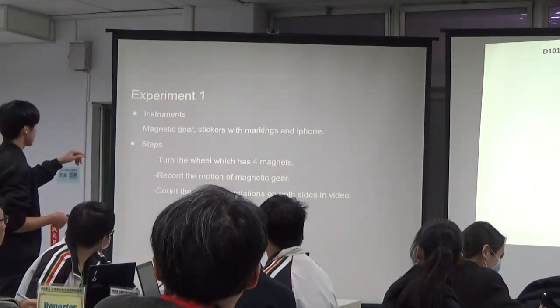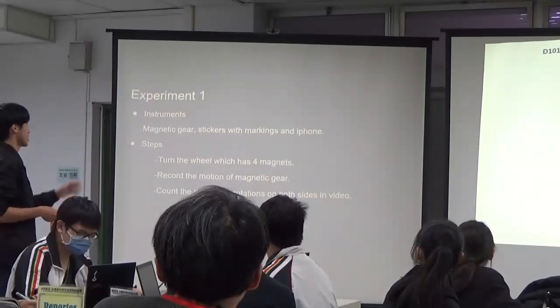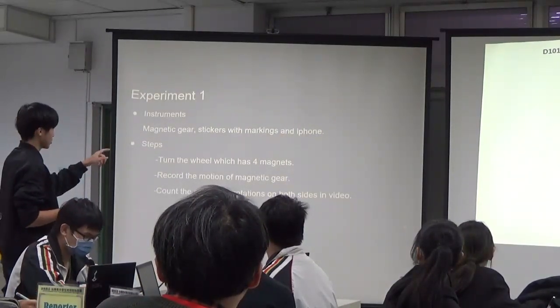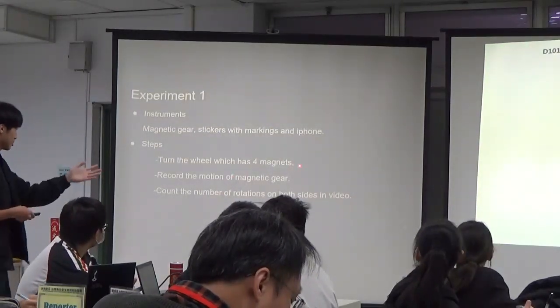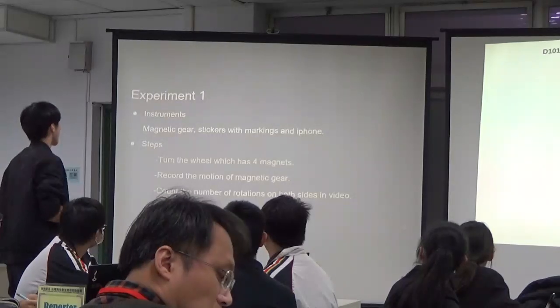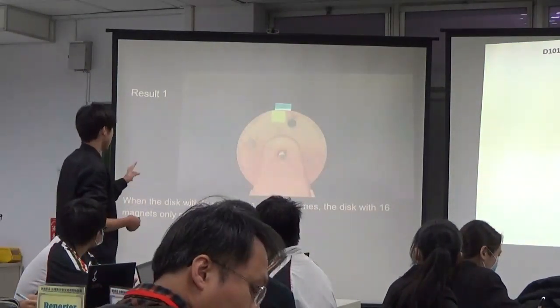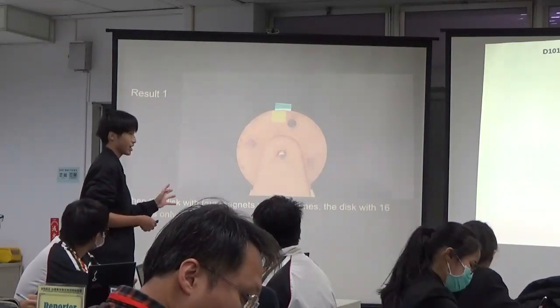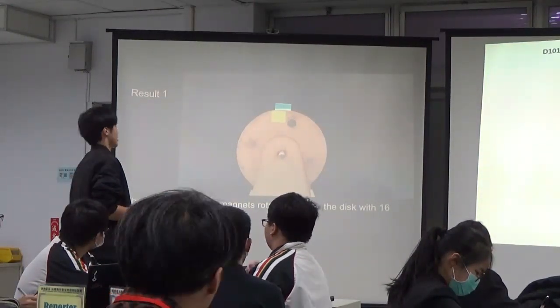So in the experiment, we have magnetic gear stickers with marking, and an iPhone for recording. And we have 3 steps. We're turning the wheel which has 4 magnets, we're recording the motion of the magnetic gear, and we're going to count the number of rotations on both sides in gears. So as a result, the disc with 4 magnets rotates 4 times. The disc with 16 magnets only rotates once.